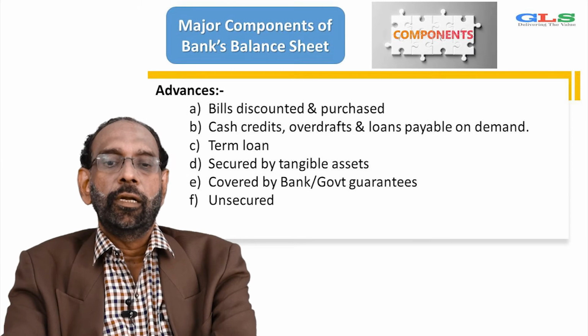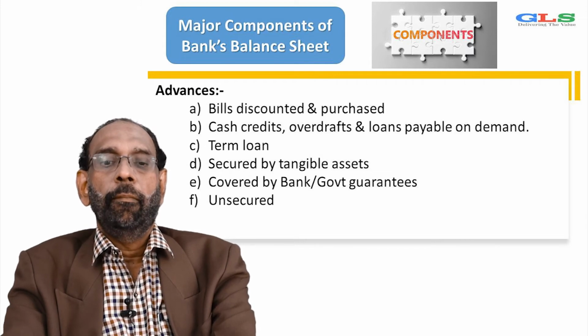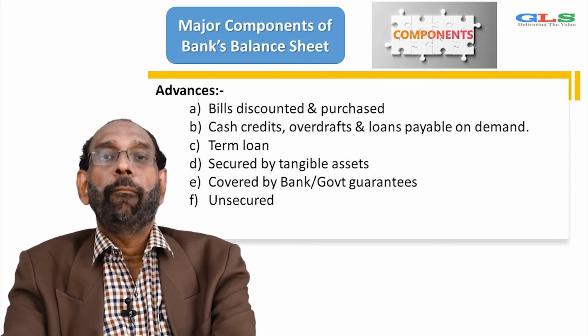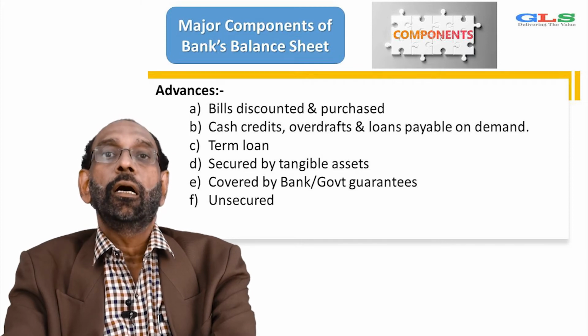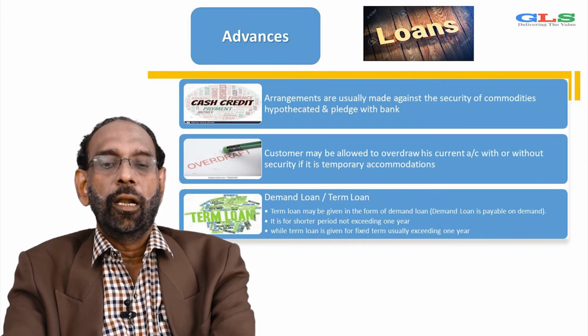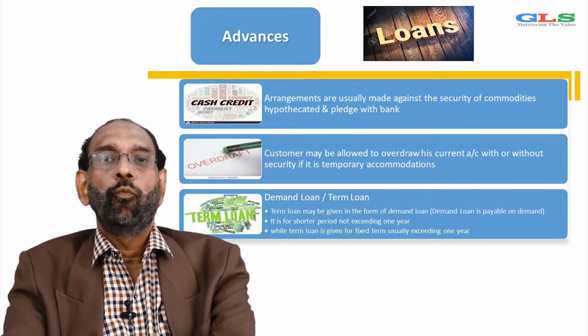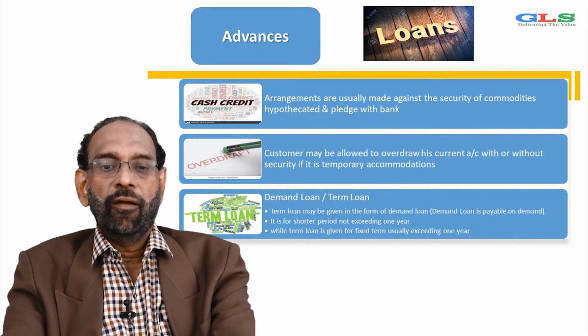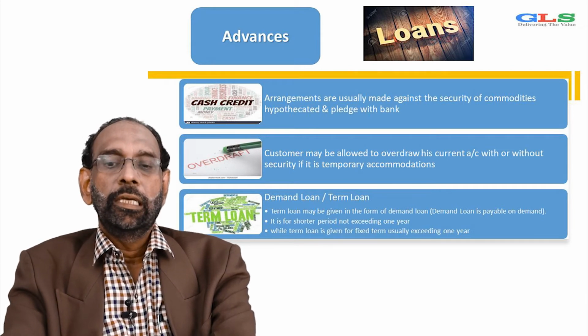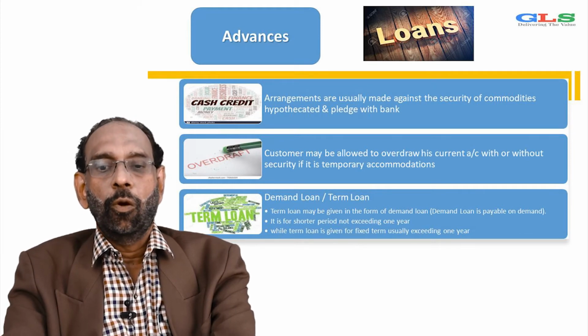Advances include bills discounted and purchased, cash credits, overdrafts and loans payable on demand, and term loans, secured by tangible assets, covered by bank and government guarantees, and unsecured. Now we look at advances. Cash credit arrangements are usually made against the security of commodities hypothecated and pledged with the bank. Overdraft: a customer may be allowed to overdraw his current account with or without security, if it is a temporary accommodation.